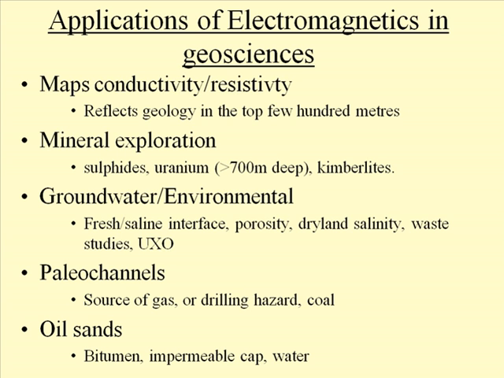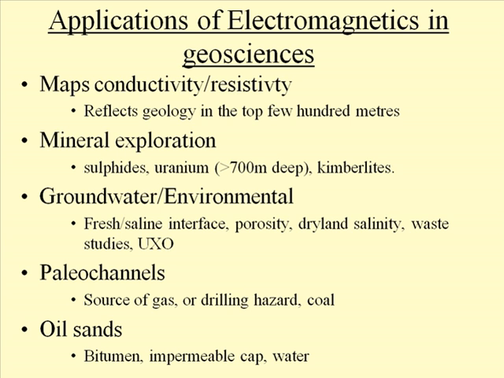So this is the summary slide. I hope that I've explained a little bit about the physics of electromagnetics to you and explained a little bit about the geophysical systems and convinced you that airborne electromagnetics can map the conductivity and the resistivity, but only in the top few hundred meters. I hope I've shown that airborne electromagnetics can be used for sulfide exploration, for uranium exploration, when it's associated with graphites, and also for kimberlites.